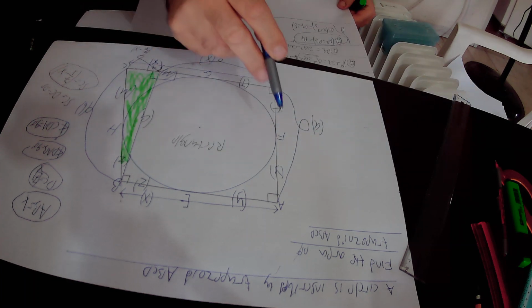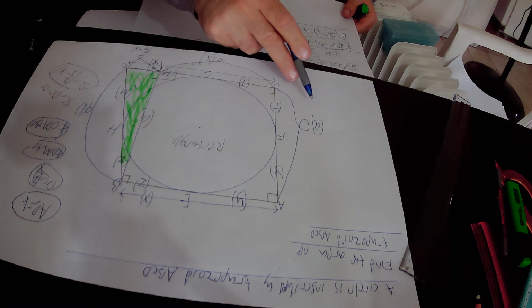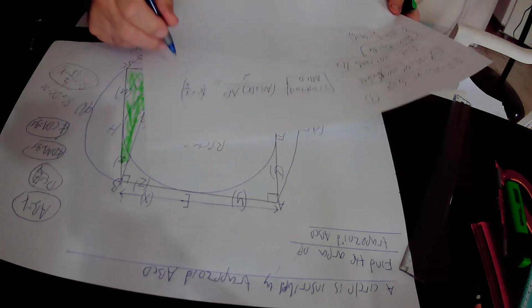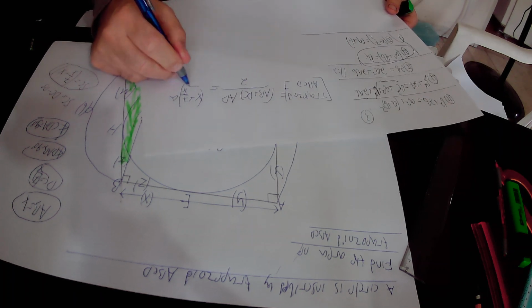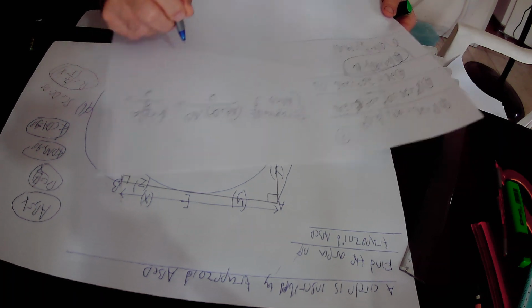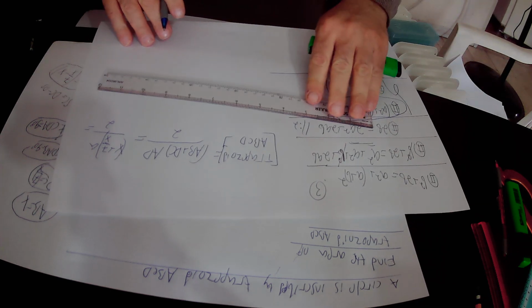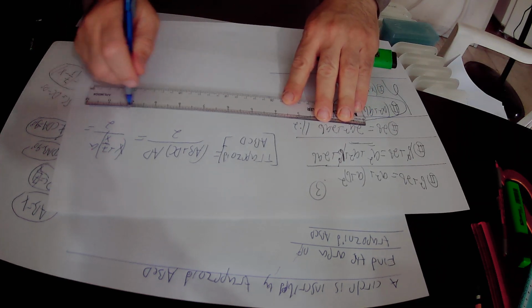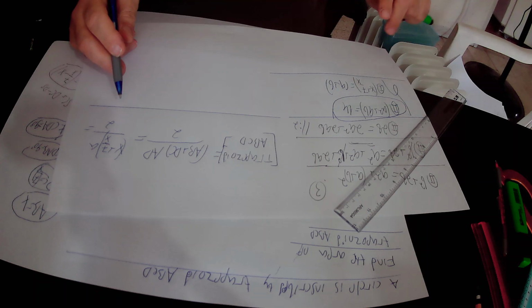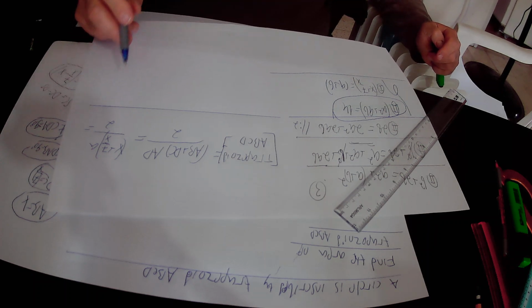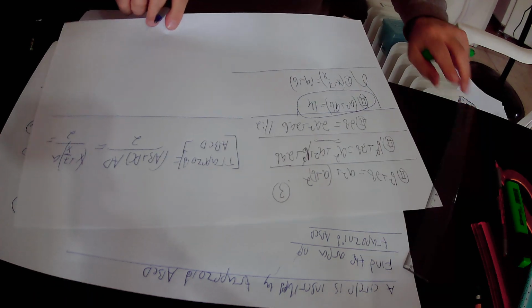Times AD. AD equals A according to our definition. A over 2. So we actually found out that the area of trapezoid ABCD is equal to (x plus 7 over x) times A over 2.